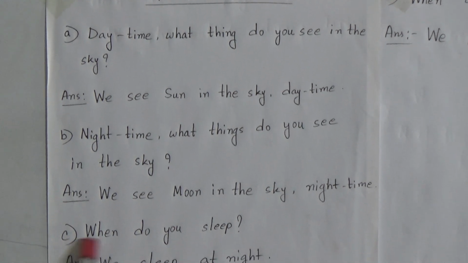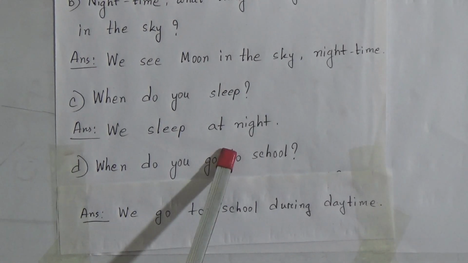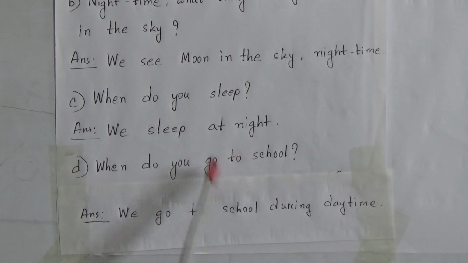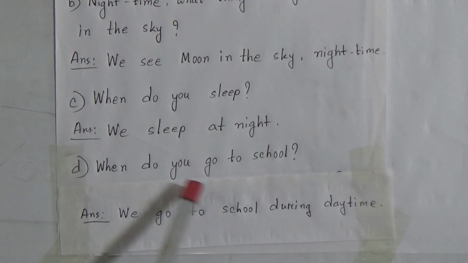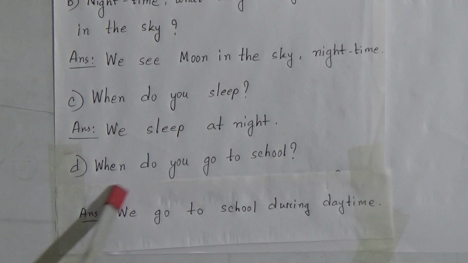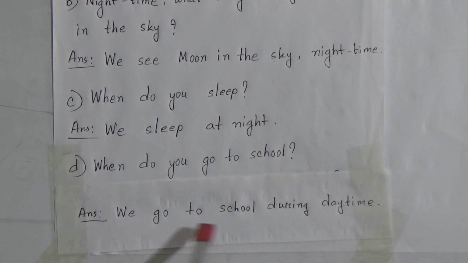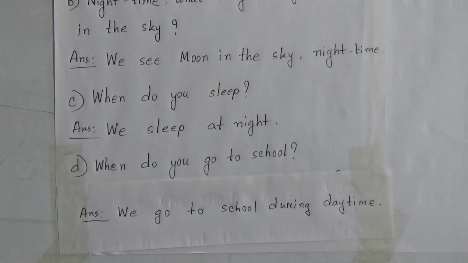C number question, when do you sleep? Answer is we sleep at night. And here is the D number question: when do you go to school? Answer is we go to school during daytime.